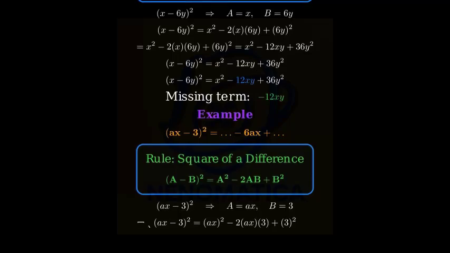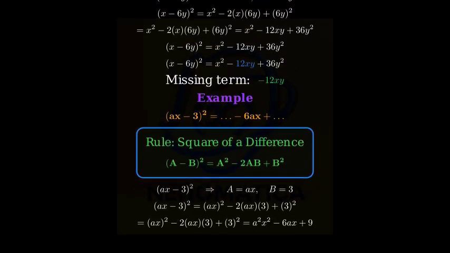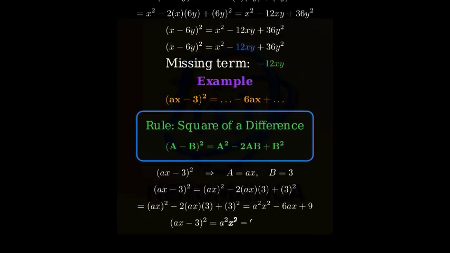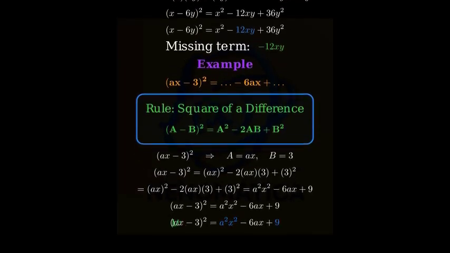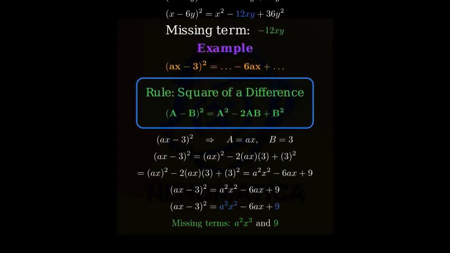We get (ax)² − 2 times ax times 3 + 3². This simplifies to a²x² − 6ax + 9. So the missing terms are a²x² and positive 9. Let's look at our final example.